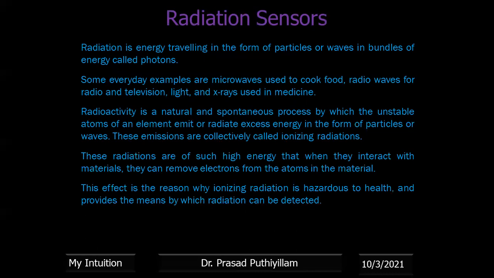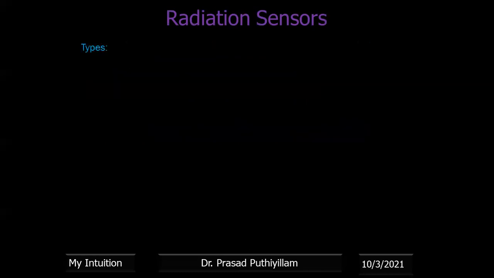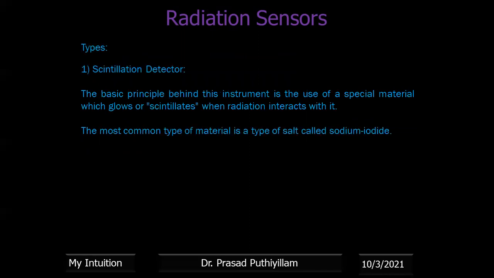This effect is the reason why ionizing radiation is hazardous to health, and it provides the means by which radiation can be detected. Therefore, detection of radiation is very important. There are mainly two types.